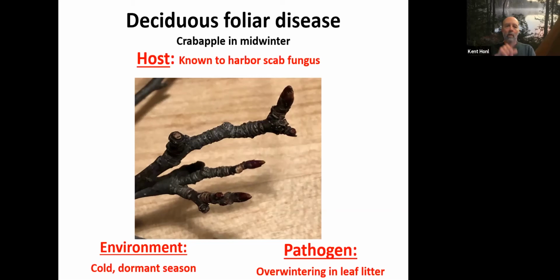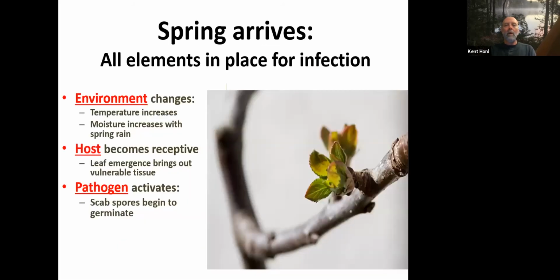We've accounted for what's going on in the triangle, but it's not the conditions set to make the disease show up. But when spring arrives, then all the elements are in place for an infection to occur because the environment corner has changed. Temperature is starting to go up. Moisture starts to increase with spring rain. The host becomes receptive. And here's the important part for monitoring for IPM.